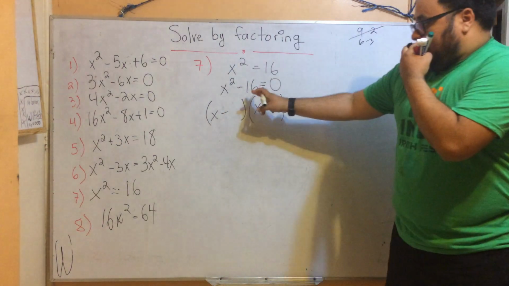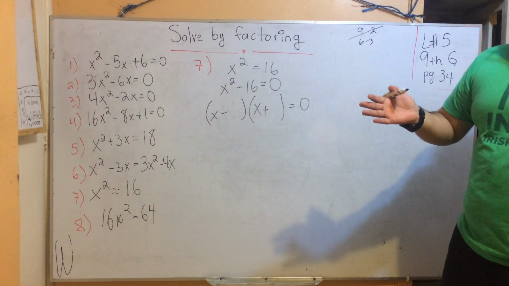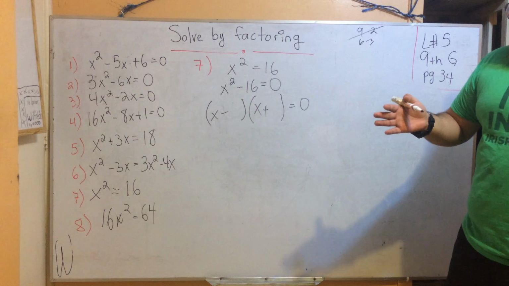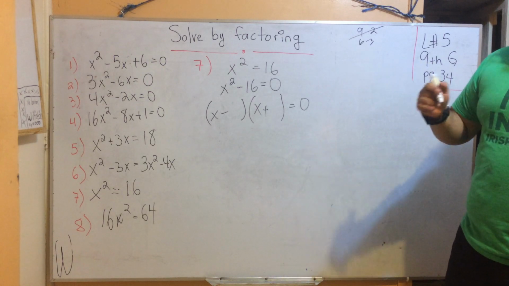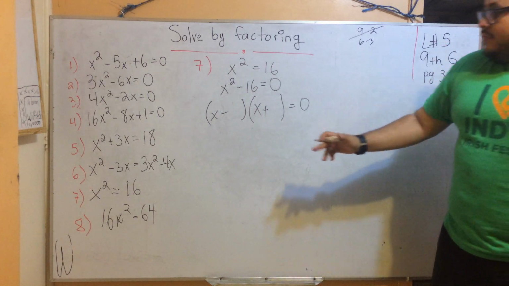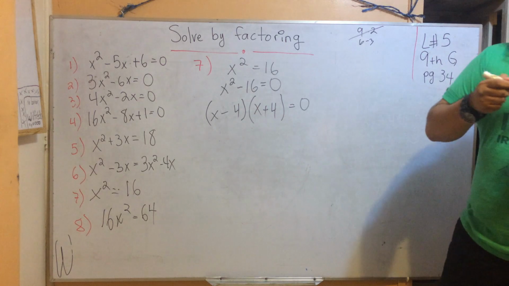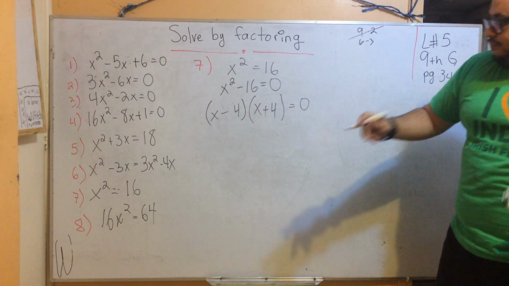Okay? So, how do we get to 16? It can be 2 times 8, it can be 4 times 4, or it can be 16 times 1. Now, if the middle term is going to give us 0, that means that this one is easier because we know it's 4. How? Let's try it.